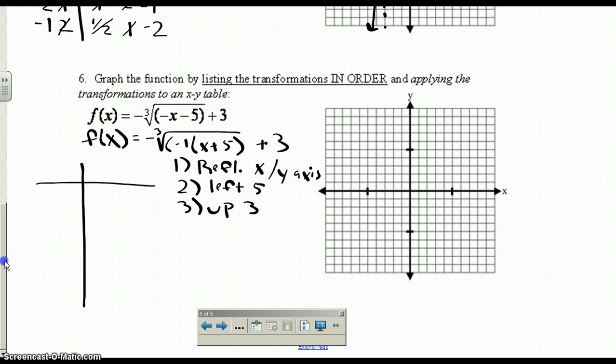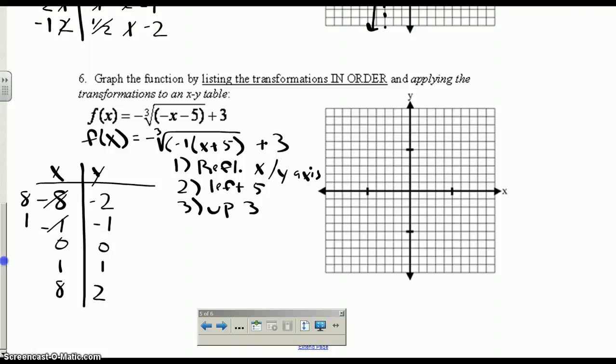Okay, our cube root, we have negative 8. The cube root is negative 2. Negative 1, 0, 0, 1, 1, and 8, 2, because remember we're taking a cube root. Reflection of the x and y axis, so you have to change both the x values to opposites, and you have to change both the y values, so 2, 1, 0 still, negative 1, and negative 2. So we have the negative 1 on the inside and the outside of our parent function.